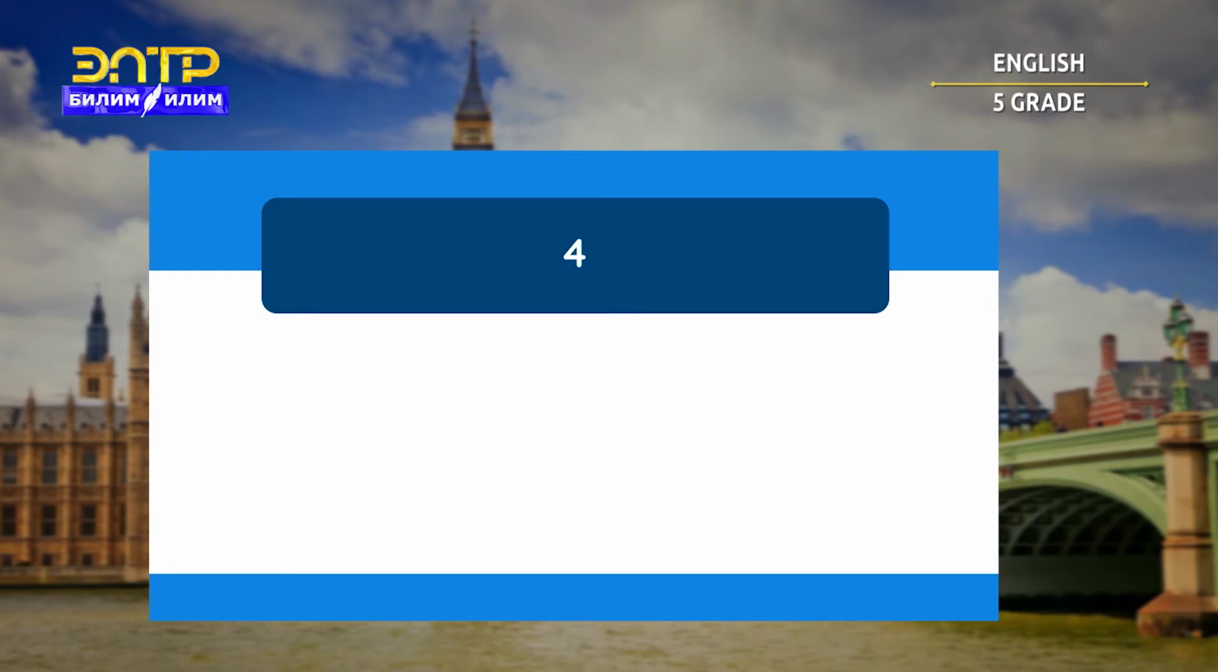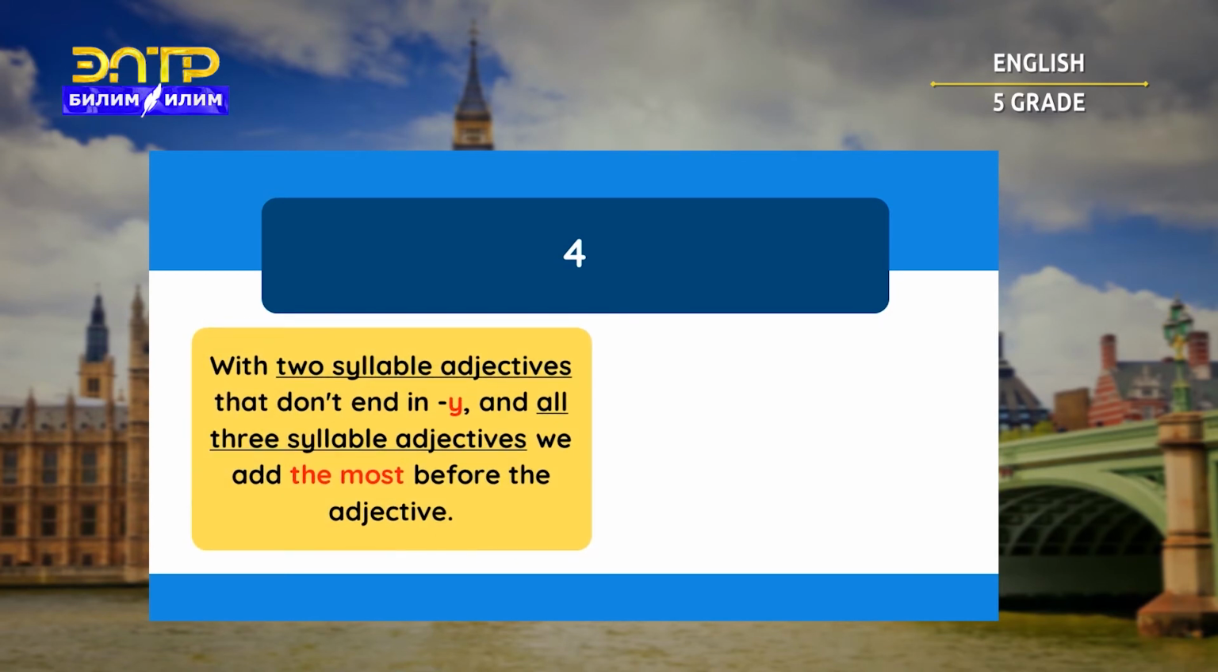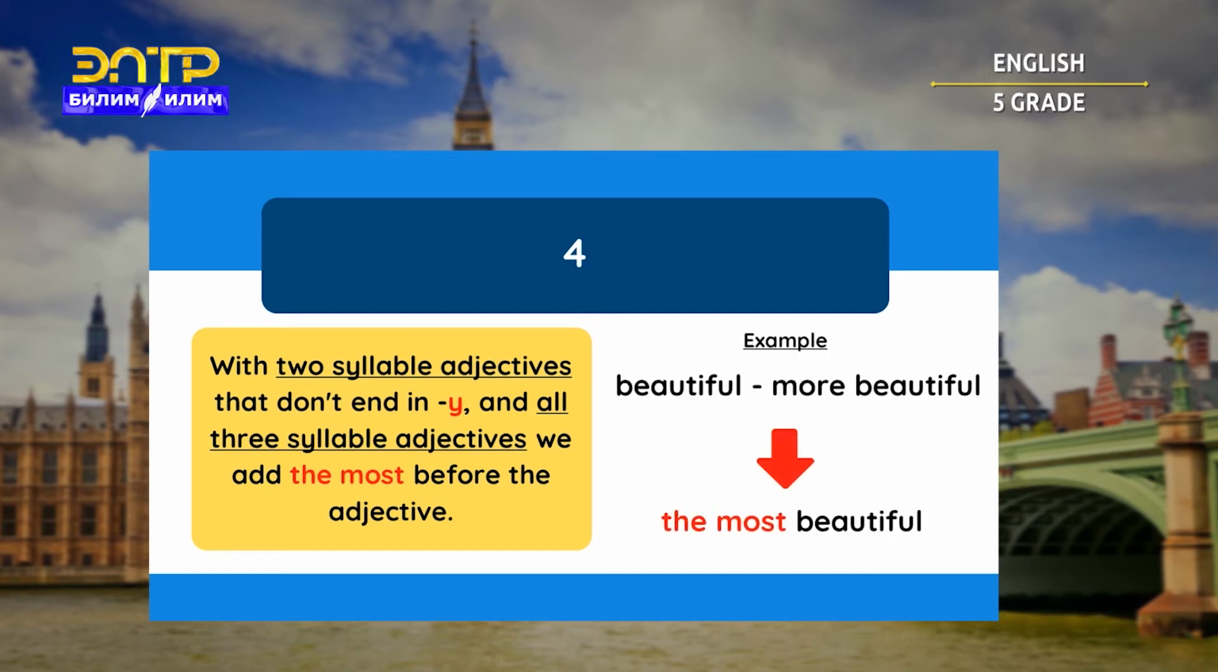And the last rule is with two-syllable adjectives that don't end in y and all three-syllable adjectives, we add the most before the adjective. For example, there are three syllables in this adjective. So the comparative form of the adjective beautiful is more beautiful, but the superlative form is the most beautiful.